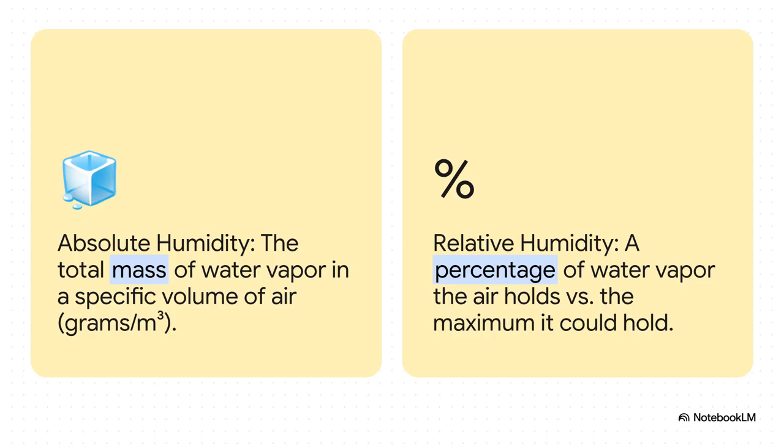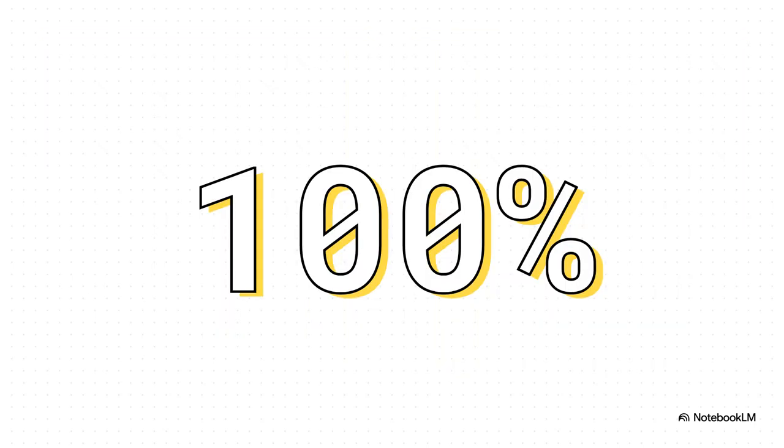It gives us a percentage, telling us how full the air is with moisture compared to the absolute maximum it could hold at that specific temperature. And here is the tipping point. When that relative humidity hits 100%, we call that saturation. Think of it like a sponge that is completely soaked. It literally cannot hold one more drop of water vapor. And that is when things start to happen, which leads us straight to our next element.